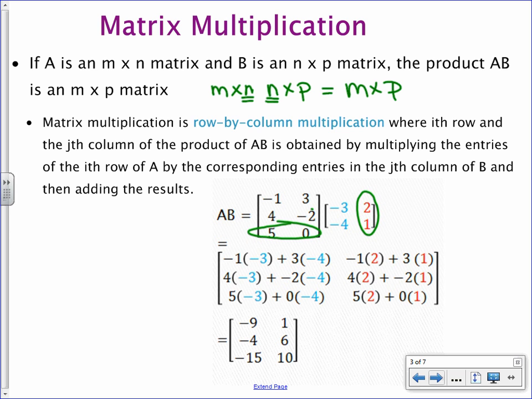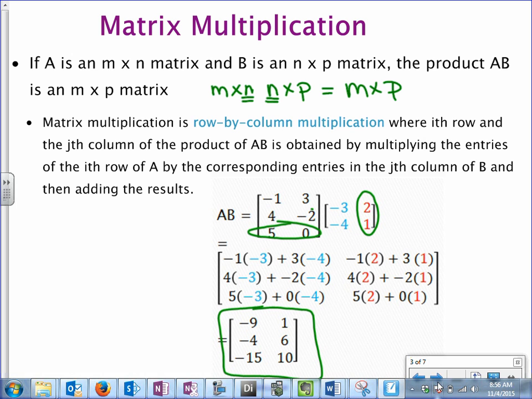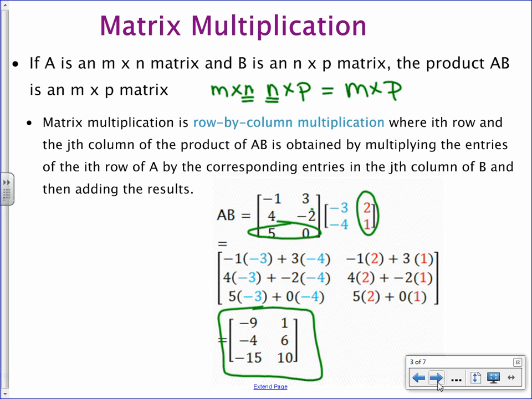So then when we add those numbers together, there is our 3 by 2 matrix. So we take 3 plus -12, get -9. And we have -2 plus 3 to get 1. And so on and so forth.